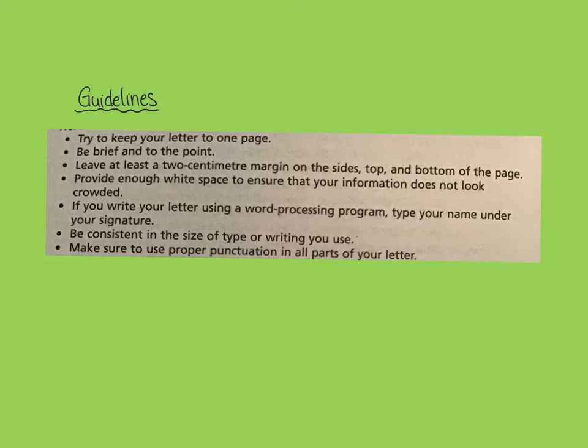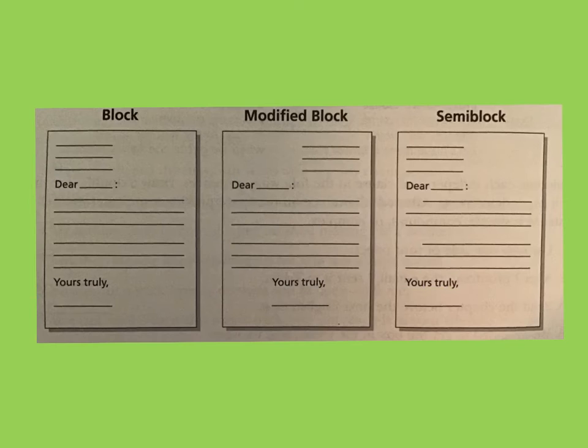Provide enough white space to ensure that your information does not look crowded, right? Make it visually appealing, so it's not too daunting. If you write your letter using a word processing program, type your name under your signature. Be consistent in the size of type or writing you use, and make sure to use proper punctuation in all parts of your letter. There are 3 main types of formats for writing a business letter.